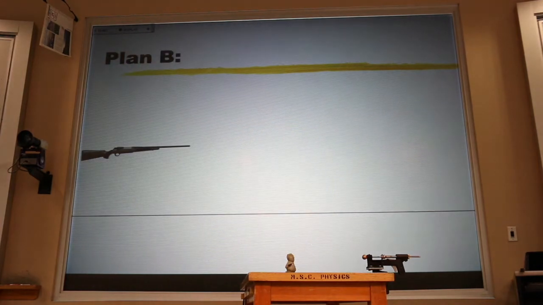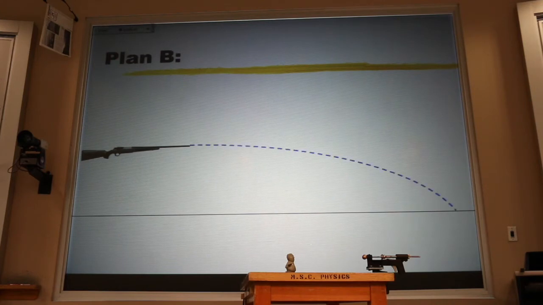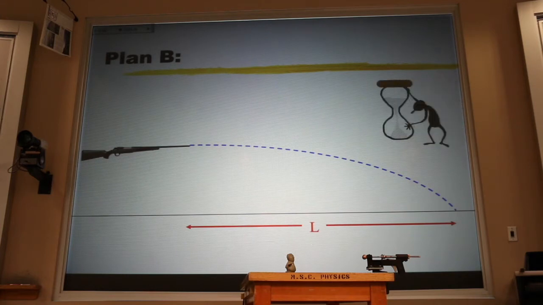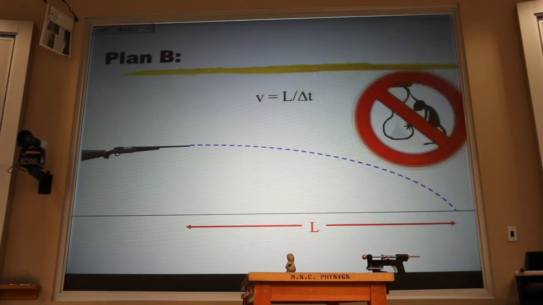So let's talk about the kinematics approach that was presented by this gentleman over here. If we fire the gun horizontally and measure the distance and then divide by the time, we would have the horizontal velocity, which is the original velocity. That's what it left the barrel with. Now that time is going to be hard to measure because it happens pretty quickly.